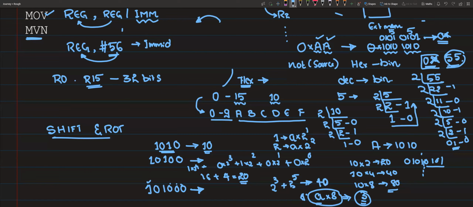So the shifting operation helps you to multiply. Left shifting is helping you to multiply. So then how is the right shift done? When you do the right shift, now you have 20. If you right shift by 1, what will happen? This 20 will become 10. So every right shift will divide the number. So division can be performed using right shift. Got it? Yes, sir.